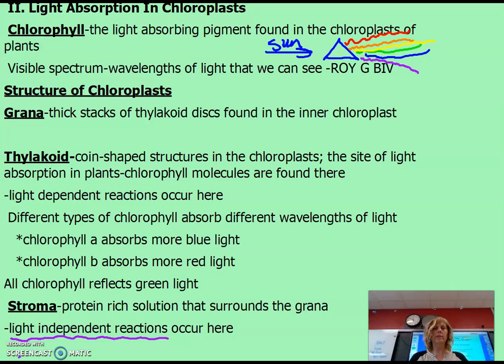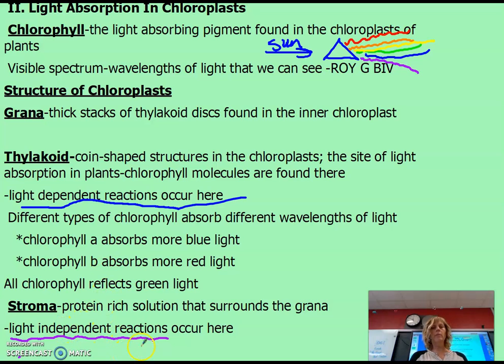So chlorophyll is the light-absorbing pigment. It appears green because it doesn't absorb much green light. Green is reflected, so that's why it looks green. So we already talked about the structure. The thylakoid, again, this is where those light-dependent reactions occur. Different chlorophyll, there's actually chlorophyll A, chlorophyll B that can absorb different types of light to make it more efficient at getting more of that sunlight.